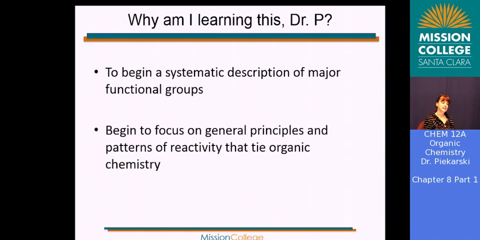And so why are we learning this? Well, this is going to help us to start a systematic description of major functional groups. So as I teach you reactions, I'll say, okay, these particular reagents make a cyclopropane, that particular group, or this particular reaction makes a halohydrin, and then we'll talk about that functional group as well. So you'll get to have more practice with different functional groups. And now we're beginning to focus on general principles and patterns of reactivity that tie organic chemistry together. So remember, we're establishing structure-property relationships, so you don't have to memorize everything, but you recognize the patterns to help you predict products. Okay.